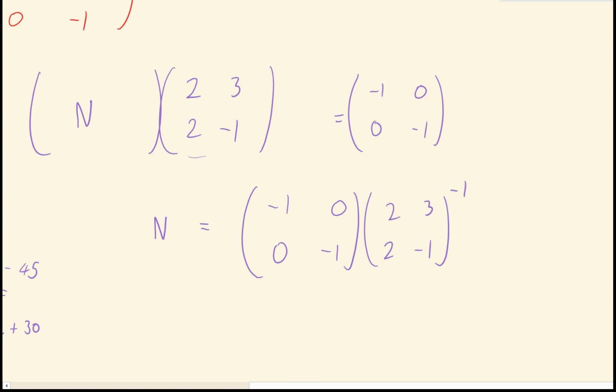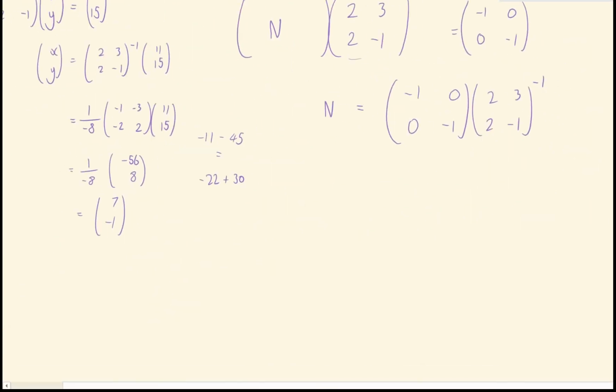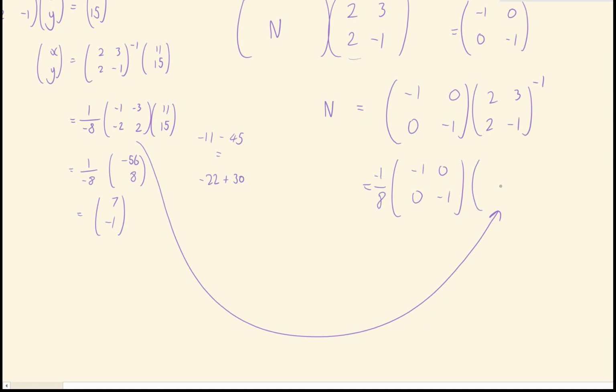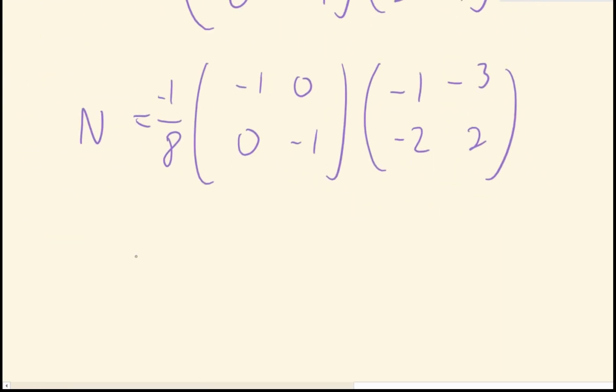To the minus 1, this matrix we inverted in part A, so let me just copy it across, that's over here. I'll take the 1 over minus 8 out at the front. Minus 1, minus 3, minus 2, 2. And then to work out N, you would just times those two matrices together. Okay, this one's fairly straightforward because this is such a nice matrix to work with. So it would be 1, 3, 2, minus 2. And feel free to check those numbers.